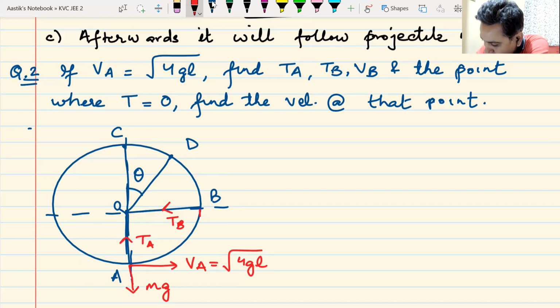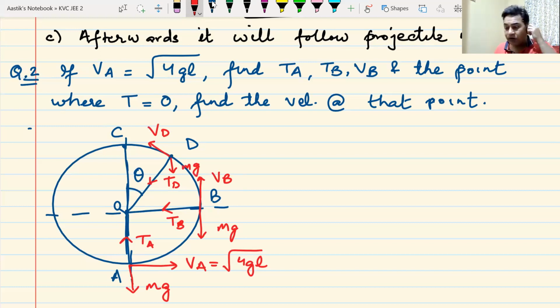Tension at point B, mg, velocity at point B, tension at point D, velocity at point D, and the weight mg. So far so good. Everyone is there with me. Anyone is there with me on this? Yes, sir. Okay. Let us take small steps, baby steps.